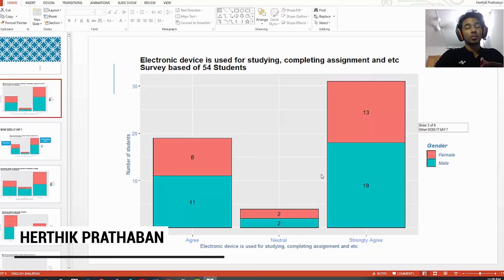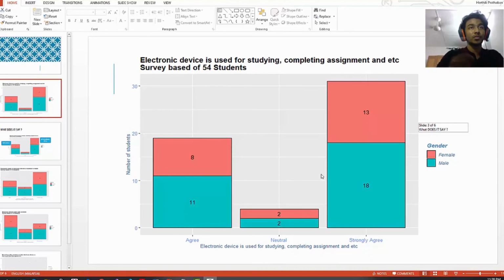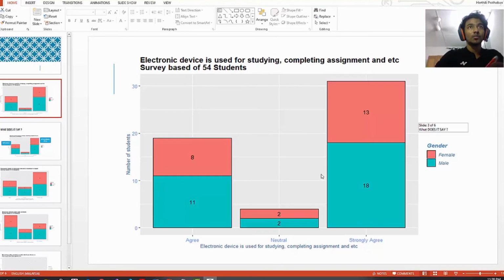So we have a beautiful graph over here, which is obviously a bar graph, which shows the electronic device usage pattern among UTM students. This particular graph is based on the question of whether the students are using electronic devices for studying or completing assignments or not. This graph is created with the help of RStudio and the ggplot library. That's why we can differentiate between male and female participants or students.